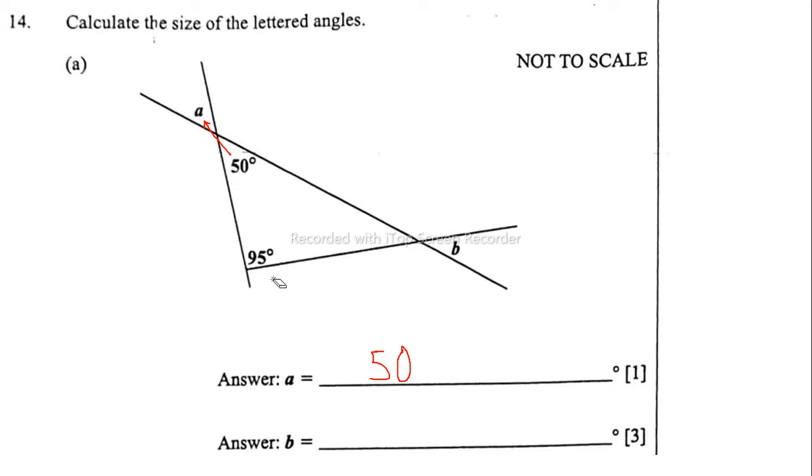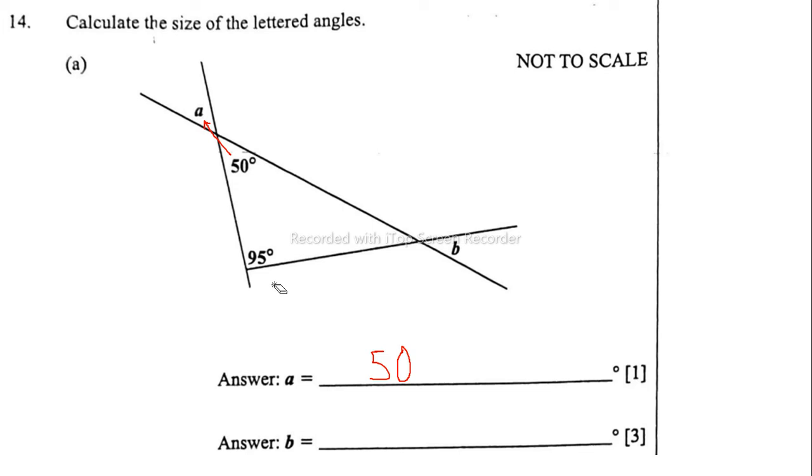But B is. Would you work out the 50 and the 95 to get the angle? You know, the angle vertically opposite to the B. That's how you could know what B is. Very good.